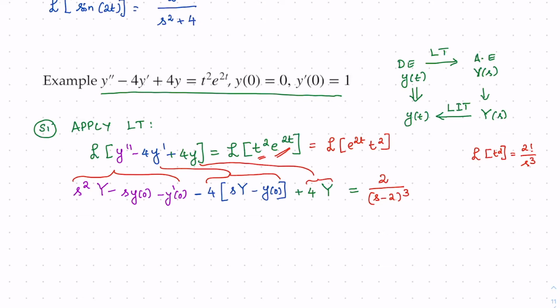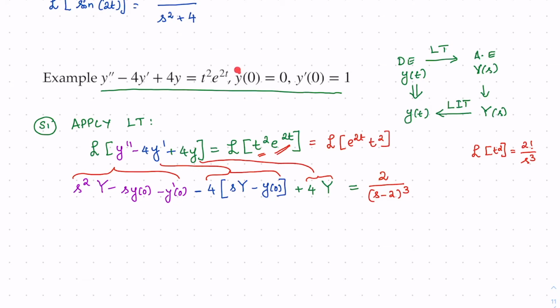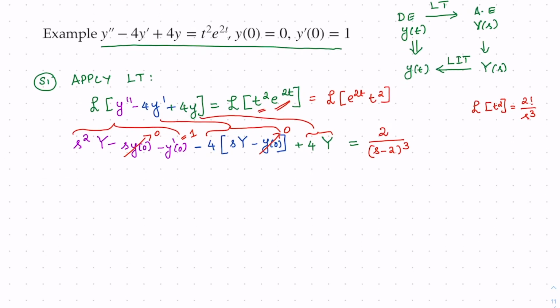Now I'm going to simplify, but before I do that, let me make sure I'm plugging in my initial conditions: y of 0 equals 0, y prime of 0 is equal to 1. So this is going to go away, this is going to remain as 1, and this also goes to 0. So when I do that, what am I left with?